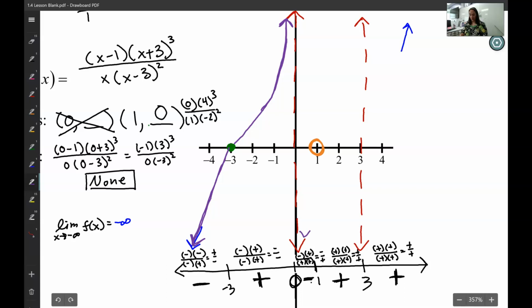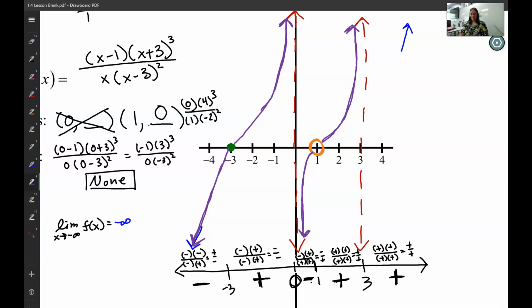I cannot cross that asymptote, so I'm going to go along it and then go up to my hole. From 1 to 3, it's positive, so that means I'm going to cross through this hole from bottom half to top half. Come to my asymptote. I cannot cross that asymptote, so I'm just going to run alongside it.